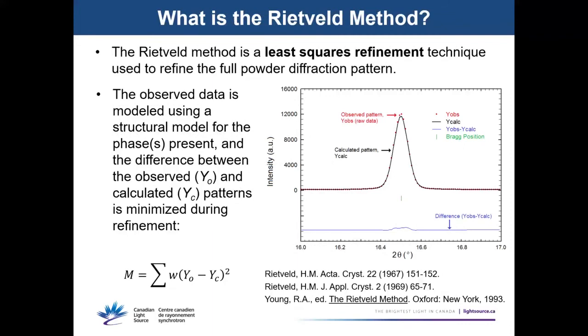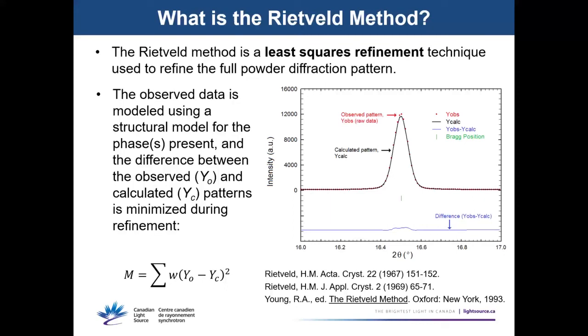So what is the Rietveld method? The Rietveld method is a least squares refinement method for powder data. It's important to emphasize that the Rietveld method is a structure refinement technique. It's not a structure solution technique. We will talk tomorrow in more detail about methods for structure solution.